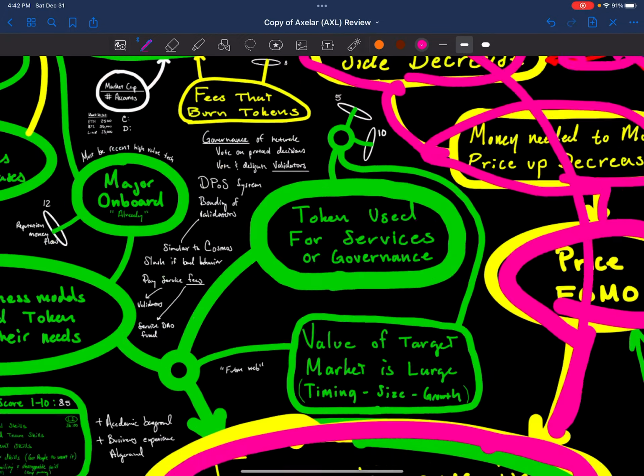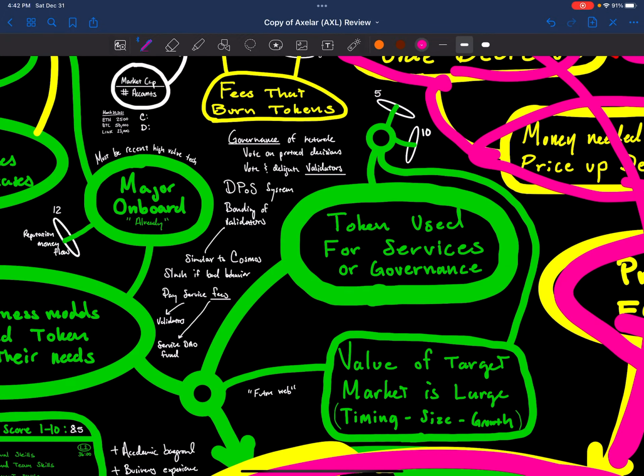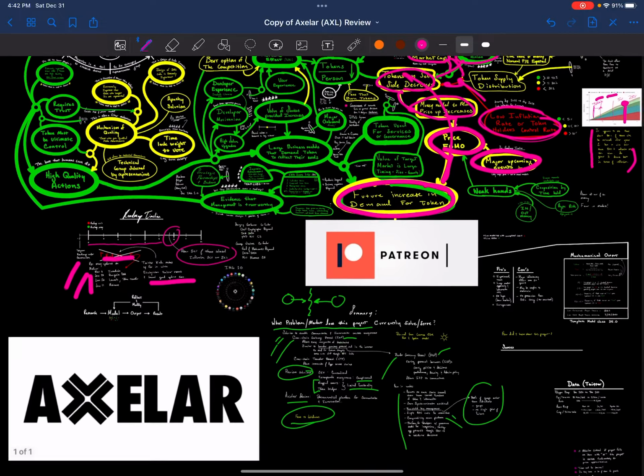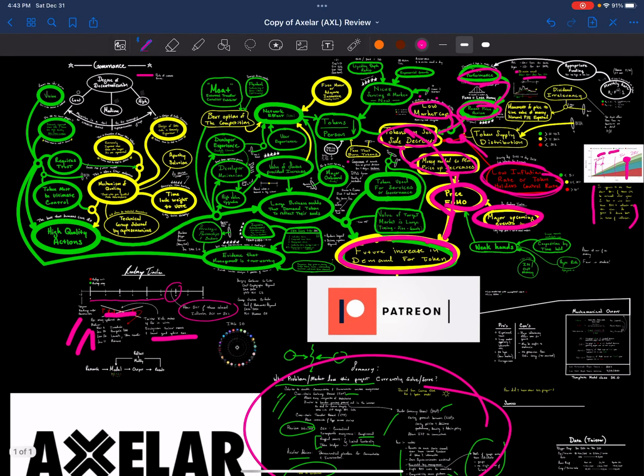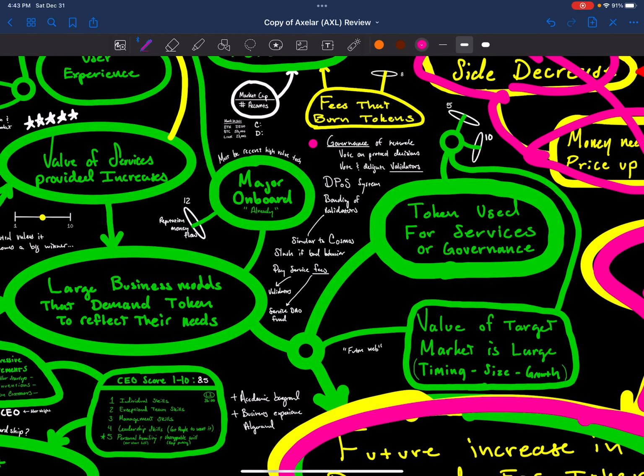All right, so is a token used for services or governance? The token is used for governance of the network, to vote for protocol decisions. As I stated earlier, what this thing does is it's that middle layer for communication between blockchains. It is one of the governance tools for that to happen. It is a vote on the protocol decisions, vote for delegated validators. There's a DPoS system, delegated proof of stake. You bond to validators, and it's similar to Cosmos, Tendermint technology, with slashing if bad behavior, etc. It's a typical proof of stake from that angle.